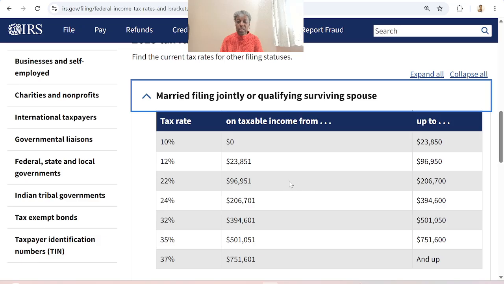96,951, like if your income is equal to or higher than 96,951 and less than or equal to 206,700, if your income is within this bracket, this is the tax bracket, the marginal tax bracket. I think it's the marginal, not the nominal, the marginal tax bracket.